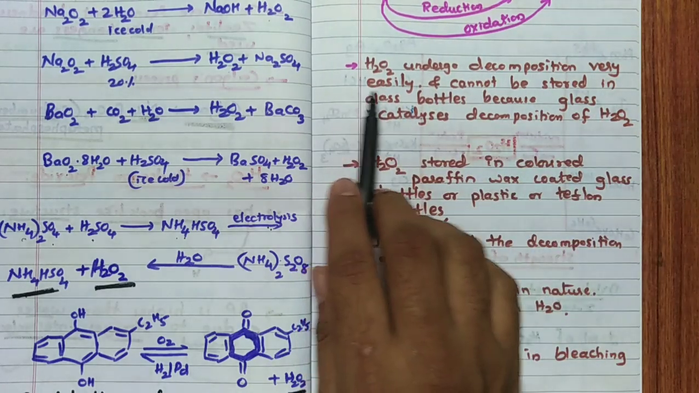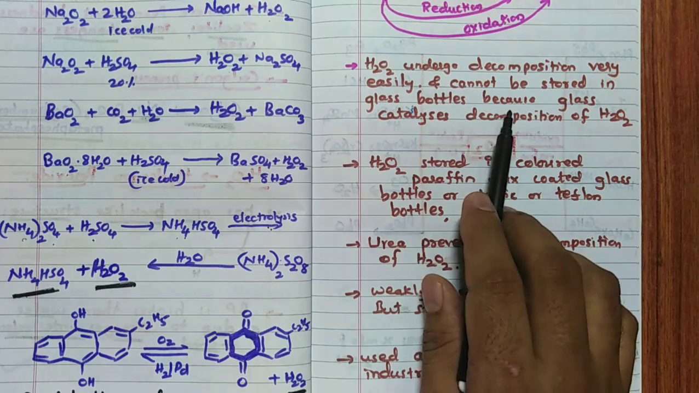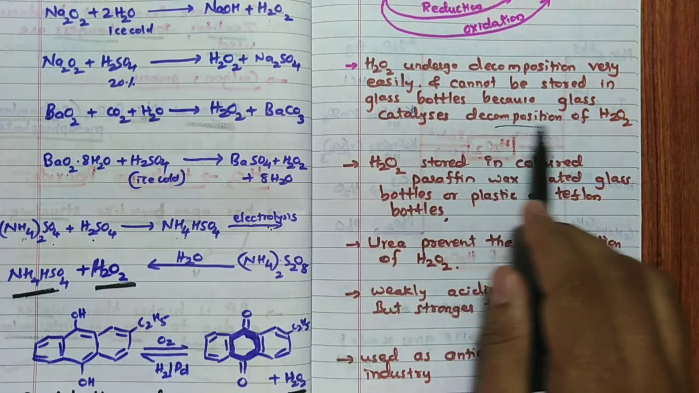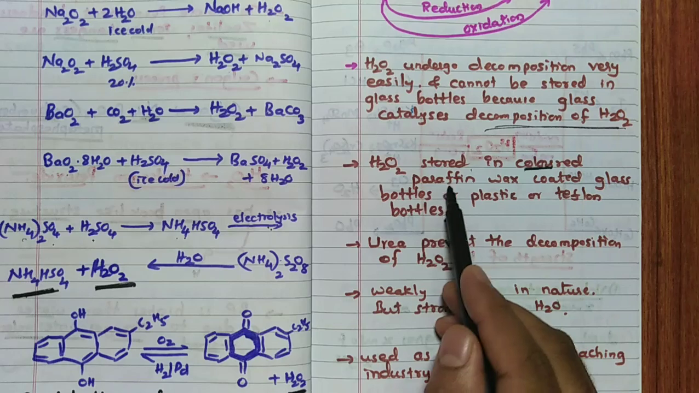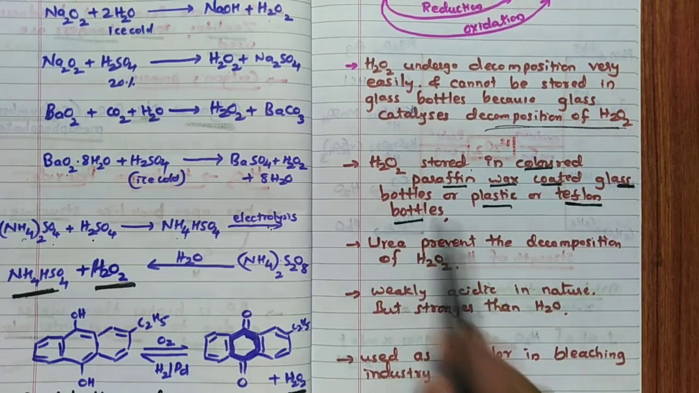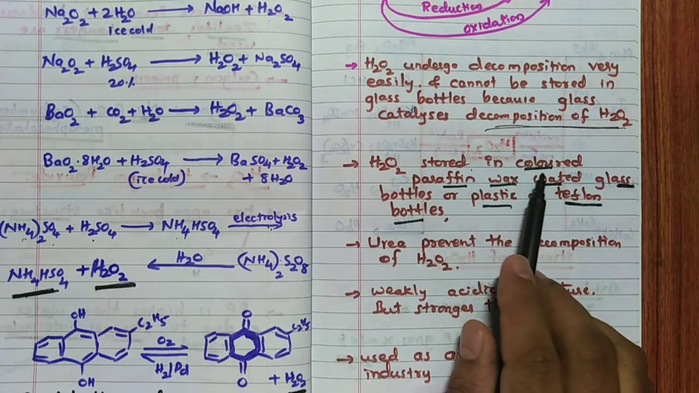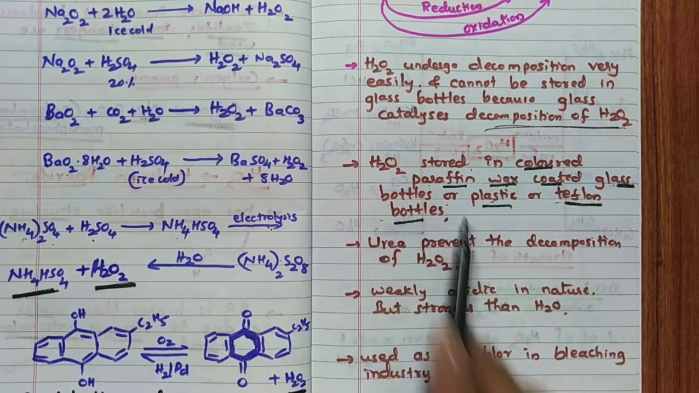Then some more important points. H2O2 undergoes decomposition very easily. Remember, it cannot be stored in glass bottles, because glass catalyzes the decomposition of H2O2 and increases it. Instead, you can store it in colored paraffin wax coated bottles or plastic or Teflon bottles. Remember, H2O2 cannot be stored in glass, but you can store it in colored paraffin wax coated glass bottles or plastic or Teflon bottles.